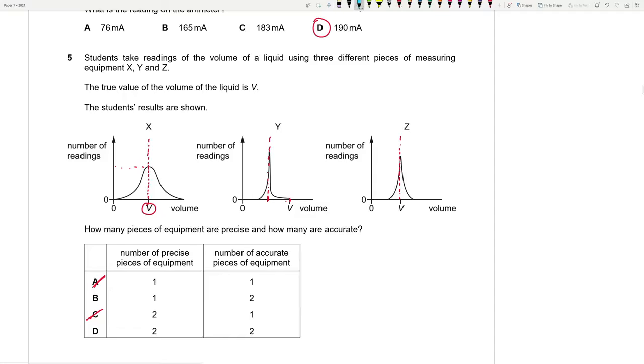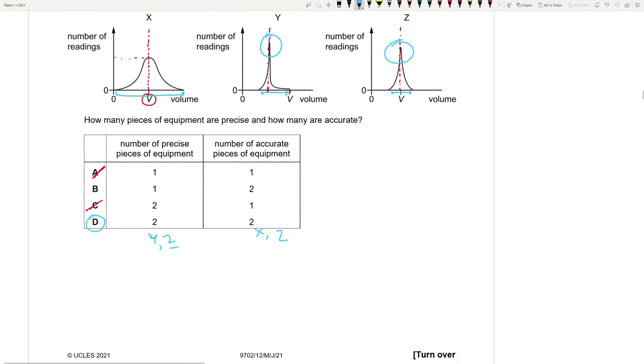What about precision? Precision actually refers to the range of values. Look at this. X is so spread out, but look at Y. Y is precise because the range of values is much smaller. When it's concentrated in a very small region, or if the peak is very sharp, that means the equipment used was very precise. Do you understand? That's why both Y and Z are precise, and X and Z were accurate.